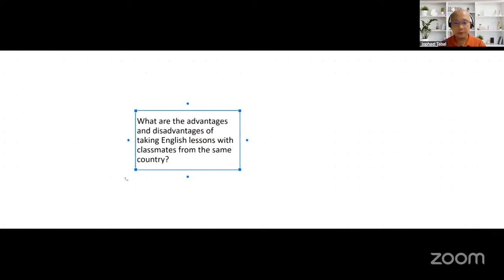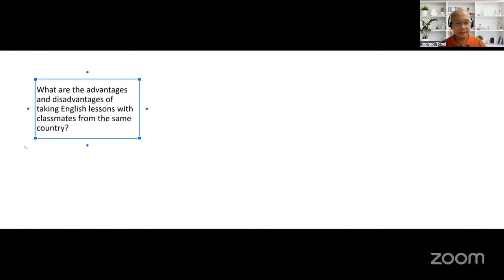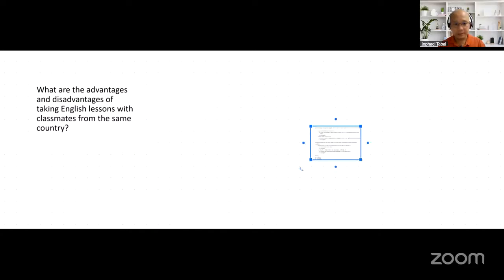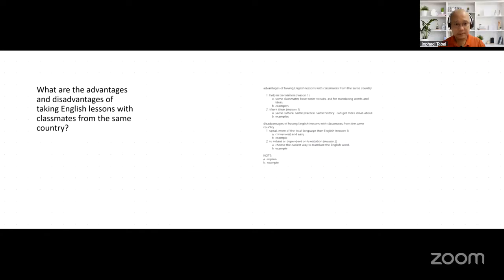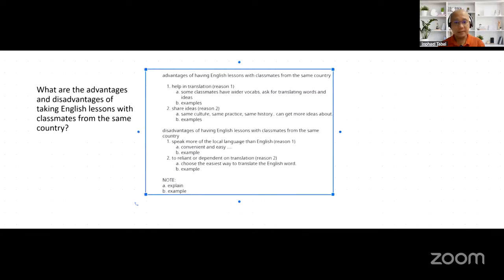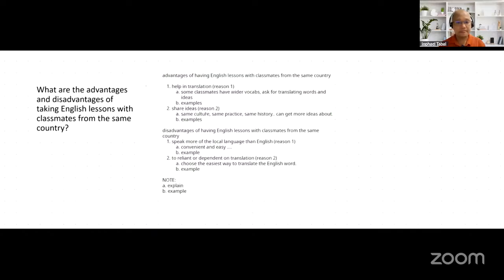So here's the question. Here's the sample plan. Here is a sample plan, and here's how we make notes. Like this one, okay?